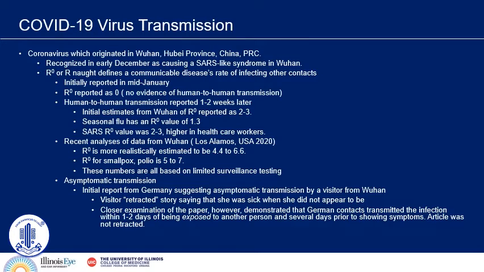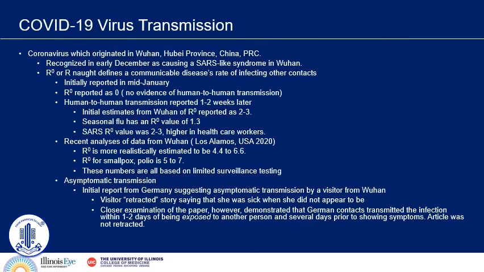For background, R naught defines a communicable disease's rate of infecting other contacts. So basically, for every patient who has it, if they infect two other patients, that would be an R naught of 2. If it's 1 or less, the infection will eventually die out if nothing causes its infectivity to become worse. It was initially reported, I believe, in mid-January to the world.